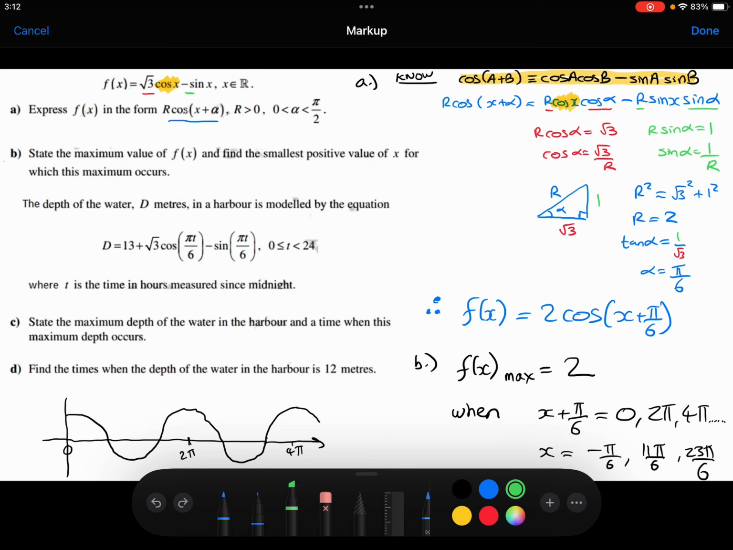Then, comparing over on the next term, we've got a sine x here and a sine x here, which means that the r sine alpha is going to be equal to 1, because it's like there's a little imaginary 1 in front of that sine x there. So that's what I've written there.